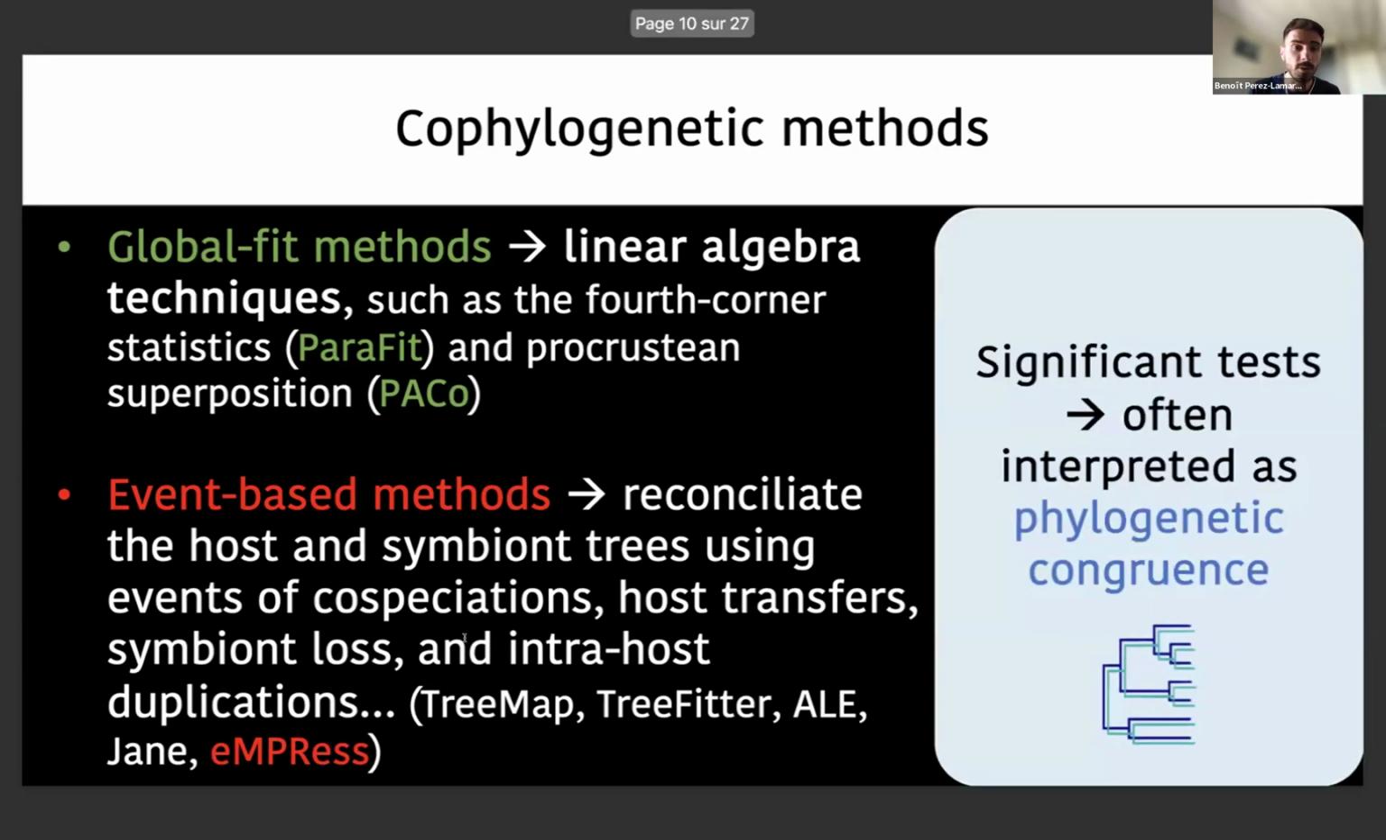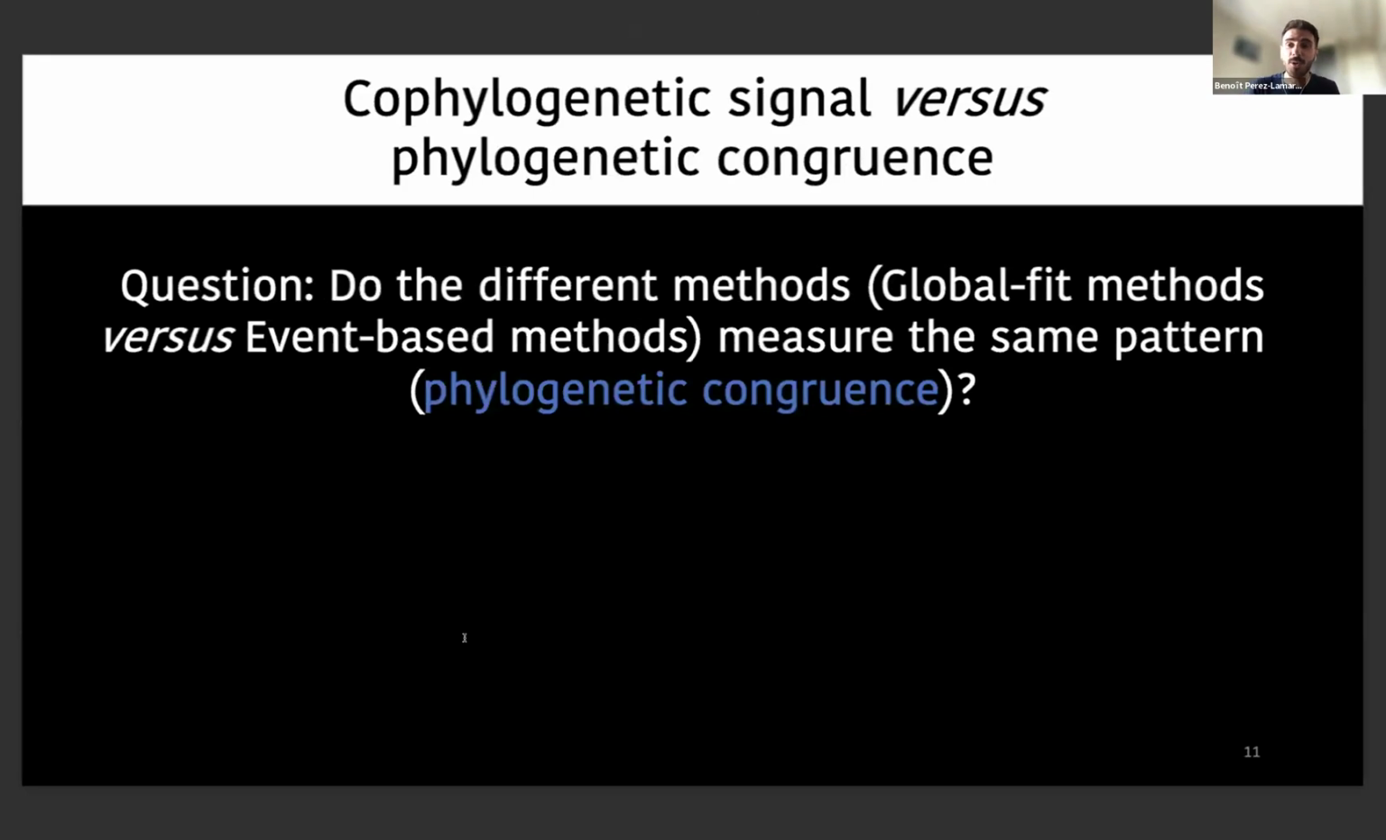And in general, for these different methods, the global fit methods and the event-based methods, a significant test for either ParaFit, PACO, or Empress is generally interpreted as evidence for phylogenetic congruence, meaning that when the tests are significant, we assume that the phylogenetic trees of the host and the symbiont tend to be similar. But actually, we don't know whether they really measure the same thing. So we were wondering, do these different methods, global fit methods and event-based methods, really measure the same pattern? And if yes, do they measure phylogenetic congruence only?